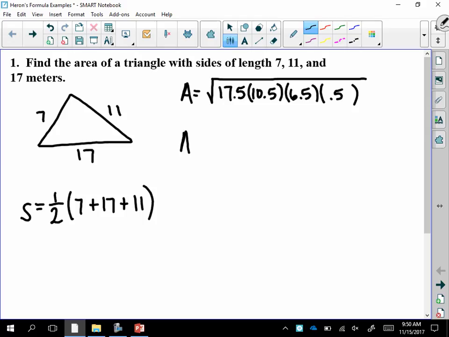And what do you get? 24.47. And our units in this case would be square meters. But that's how we go about finding the area of any triangle if we're given three sides and we're not able to find the height of that triangle. We just find the semi-perimeter, and then it's the semi-perimeter times the difference between the semi-perimeter and each side, and then you take the square root of it.